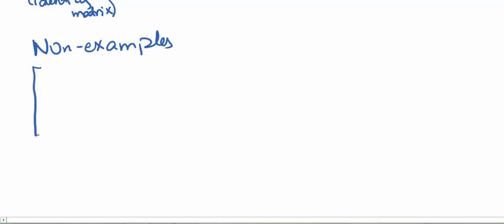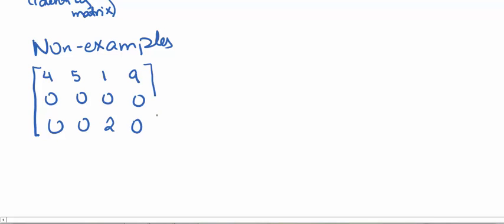So one example, 4 5 1 9 0 0 0 0 0 0 2 0. So this one, you'll notice the row of zeros is not at the bottom, so it's in neither of the forms.